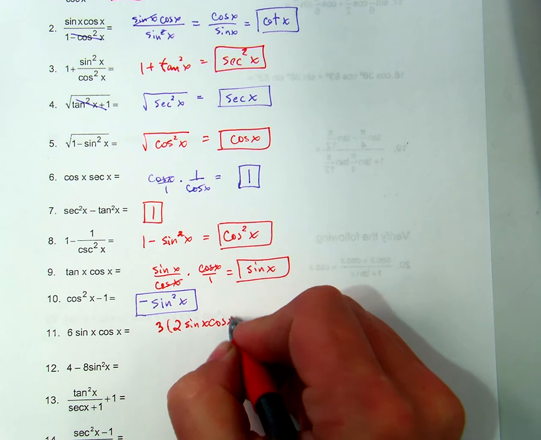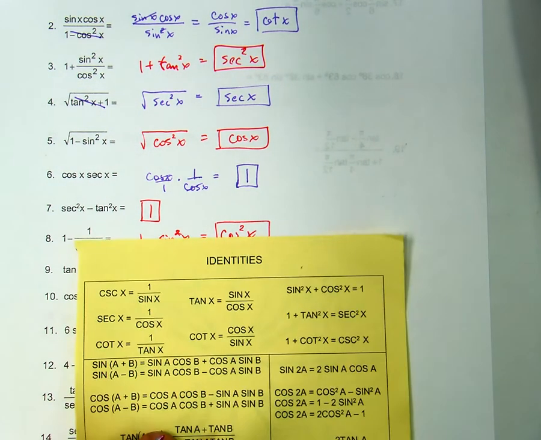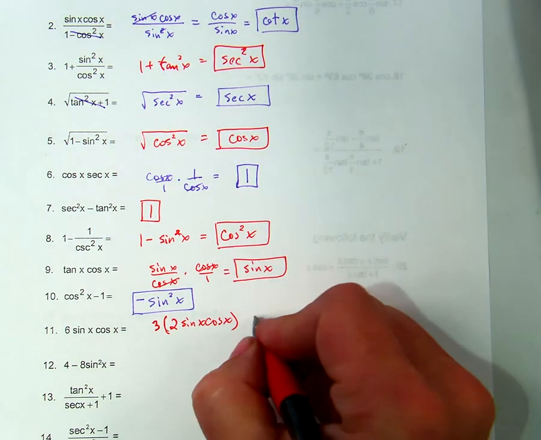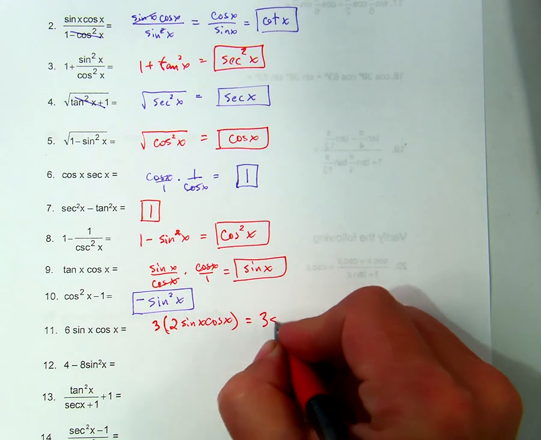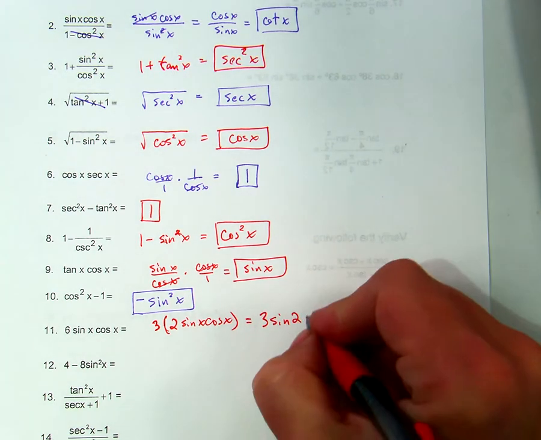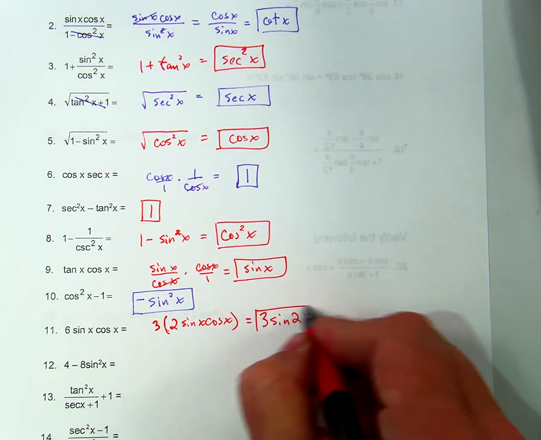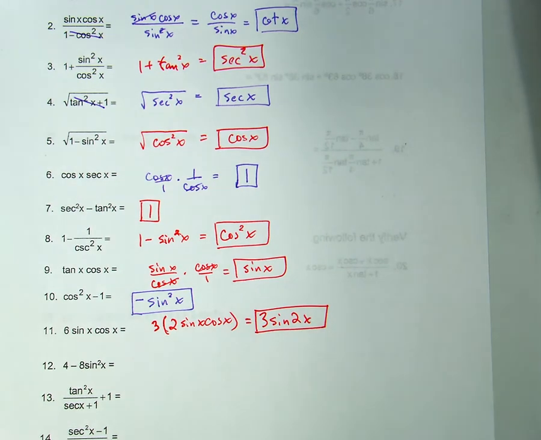And if you look at just this part of it right there, that is the identity for sine. So it is 3 sine 2a, the a is the angle, in this case it's x, so it's 3 sine x. So 3 sine x is our answer for number 11. I'm sorry, 3 sine 2x is our answer for number 11.